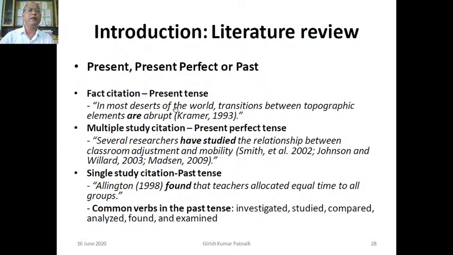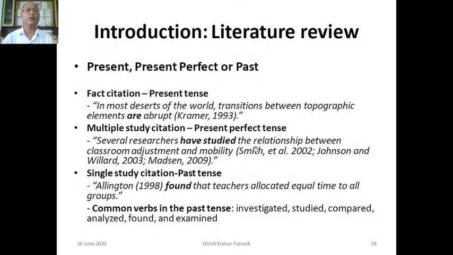Now when you have a multiple study citation, so you have multiple authors. Now see, you can have it the way it is given: Smith in 2002, Johnson and Willer 2003, Madsen in 2009. So I'm referring to multiple papers, more than one paper. And there I'm using the words researchers have studied, because it is not a single paper. There are so many papers. So I'm using several researchers have studied. So this is your present perfect tense.